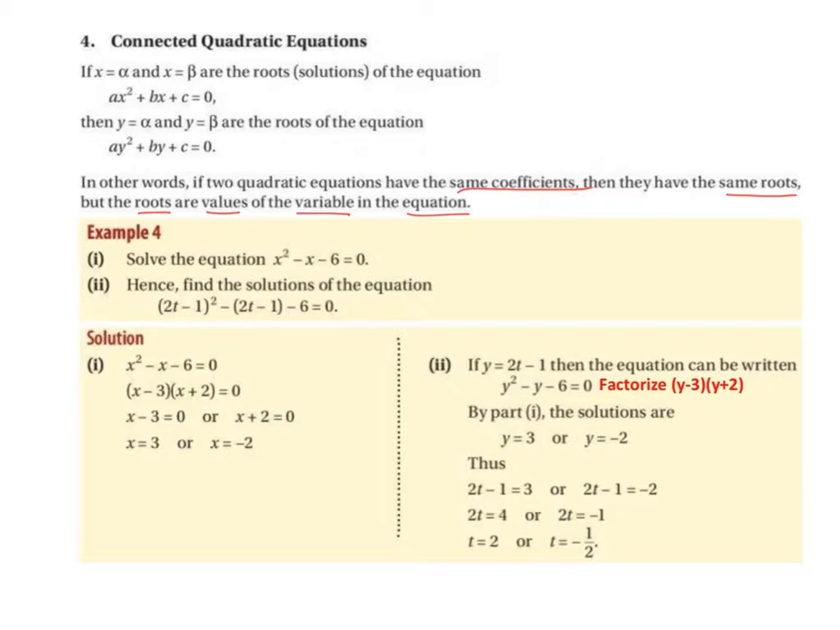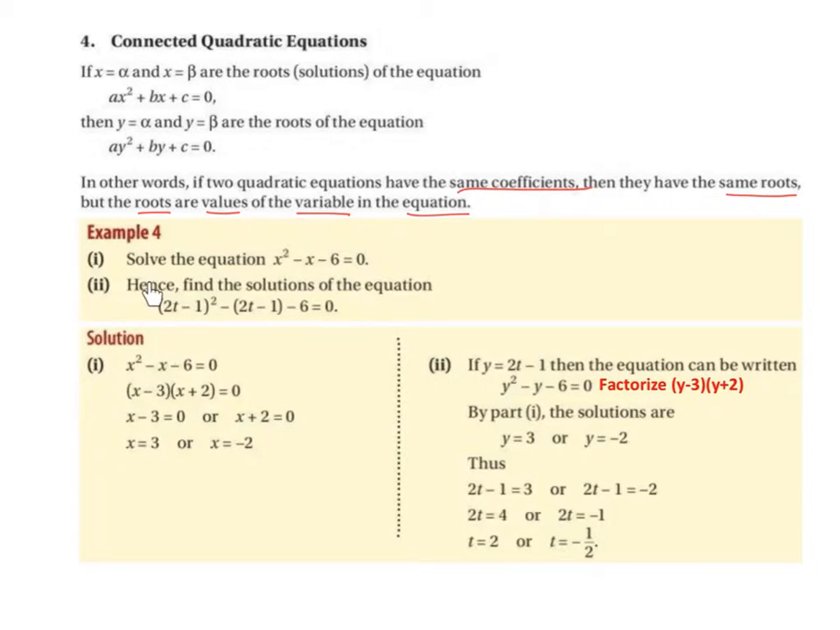So for example, part 1, solve the equation x squared minus x minus 6 is equal to 0. So x squared minus x minus 6 is equal to 0. We're going to factorize and get x minus 3 multiplied by x plus 2. So we're going to let x minus 3 equal to 0, so x is equal to positive 3. And let x plus 2 equal to 0, so x is equal to minus 2.